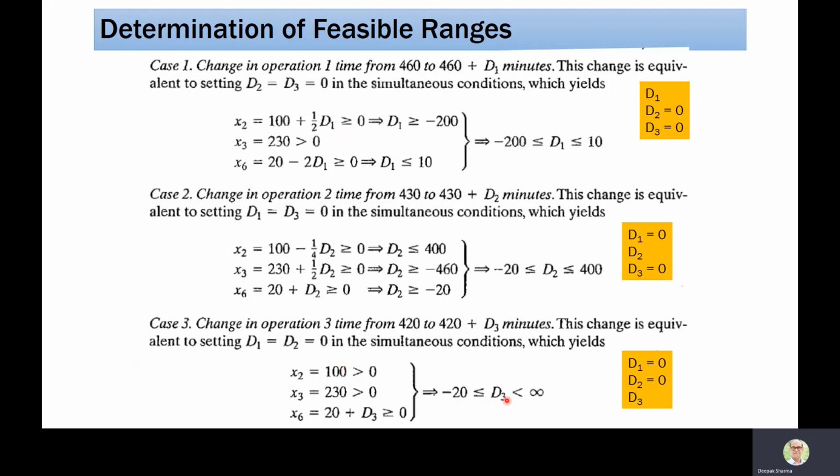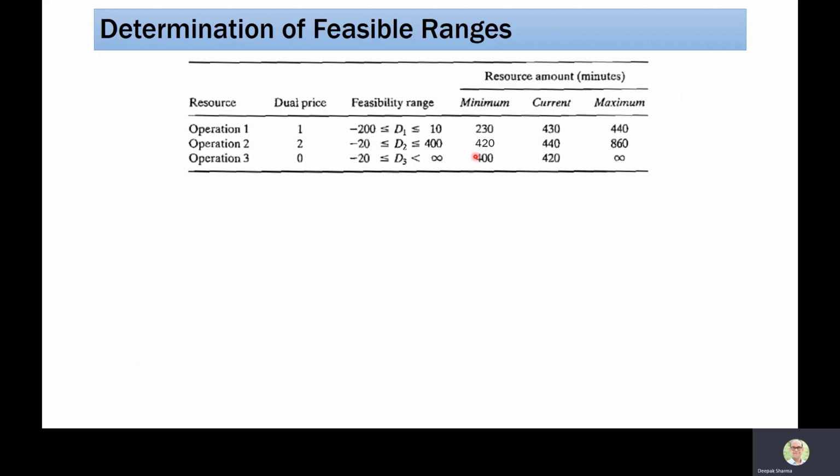An important point to understand is that the ranges of D1, D2 and D3 are valid for these cases only. Here we are assuming D2 and D3 are 0. In the second case, we are assuming D1 and D3 are 0, and similarly for the third case. These cases we have written, as well as the operations 1, 2, 3 with their respective dual prices, their respective feasible conditions, and the minimum, current and maximum values.